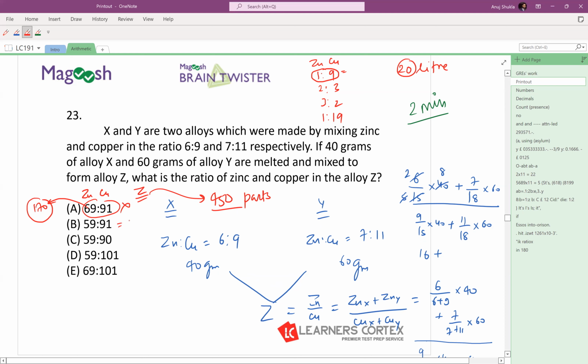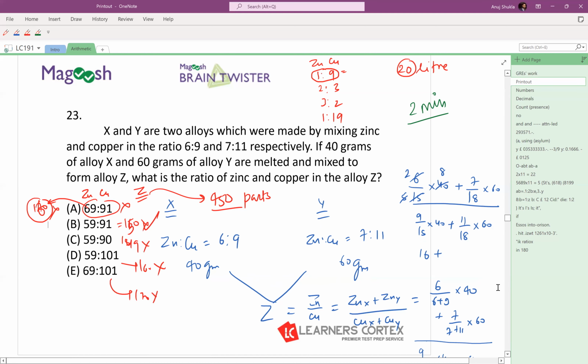59 and 91, how much is it? 160. Is it the answer? No, sir. So it's 150. Wait. Yeah, 150. This is the answer. 150 is the answer. You have found the right answer. This one is 150, 149. No, this is not the answer. This is 160. No, not the answer. This one 170, not the answer. And this one is 169. 91 is 9615. This is 160, also not the answer.